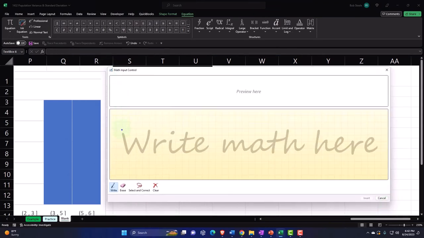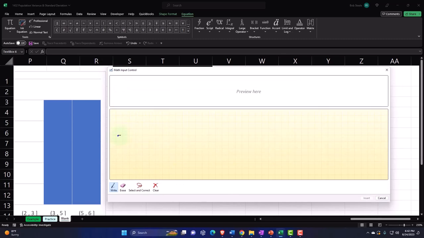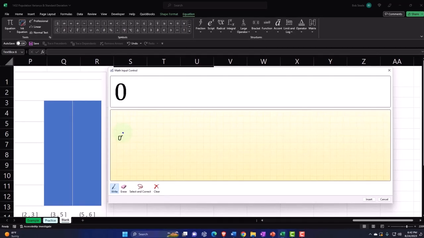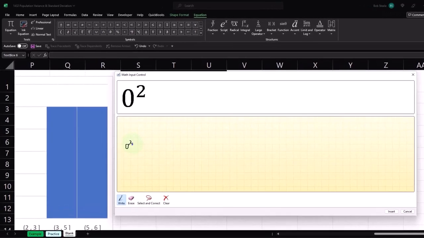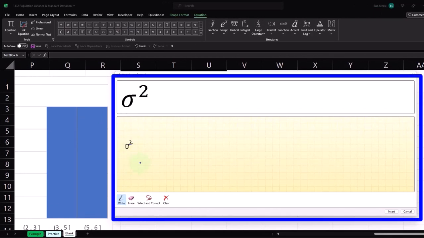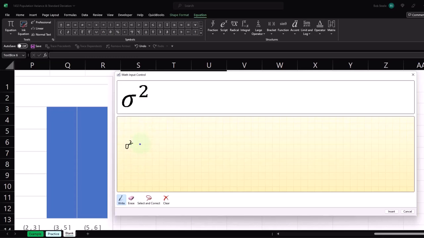So here we go. I'm going to say this is going to be a sigma. So usually shown as a sigma squared. So it's not seeing my sigma. There it is, sigma squared. And then, so here we have it. I'm going to say that that's equal to, that's what we usually use to represent the variance. So the symbol oftentimes will be sigma squared.